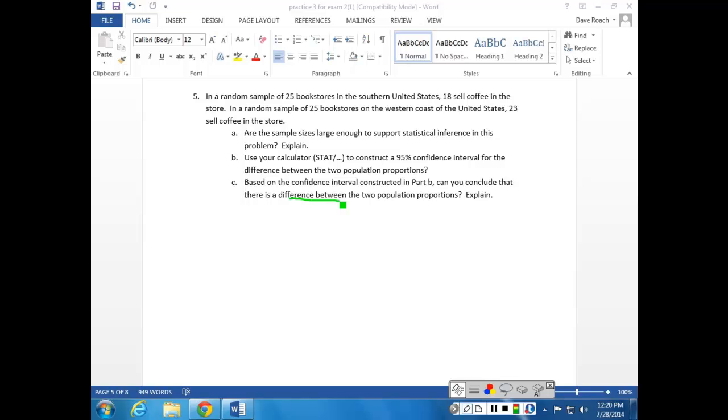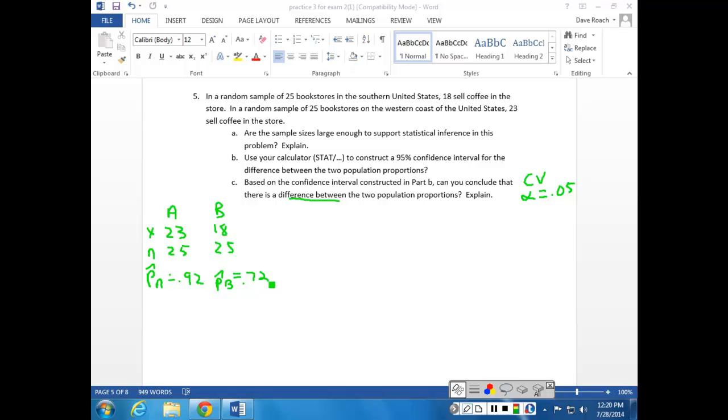So let's say this was, we still want to know if there's a difference, but instead of a confidence interval, we're going to use the critical value approach, and alpha is 0.05. So putting this in the order that I had there, 23 out of 25 and 18 out of 25. We already had P hat A equal to 0.92 and P hat B equal to 0.72.